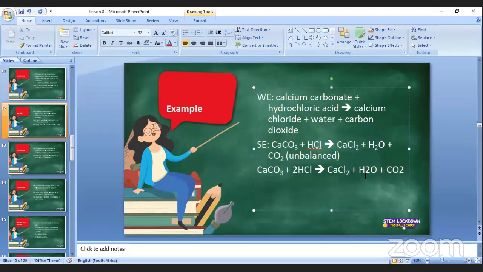You see, how did we balance it? Is it balanced? Nope, it is not balanced. Look at it, grade 9.